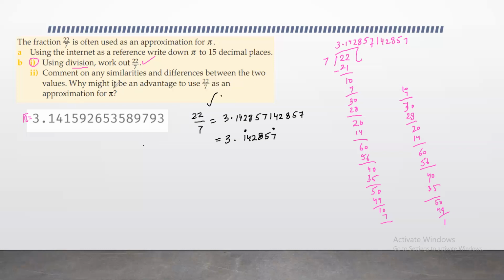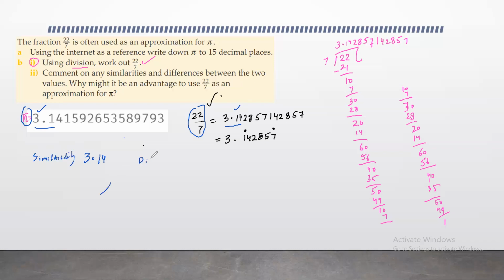Once you write it, the second thing is to comment on any similarity. Whenever you compare pi with 22 over 7, we just compare three significant figures, meaning the first three values, 3.14. If you check the first three values of pi or the first three values of 22 over 7, they are exactly the same. So this is the similarity.